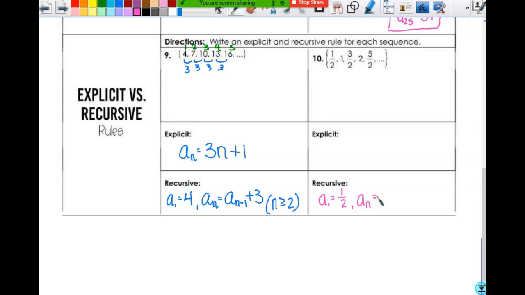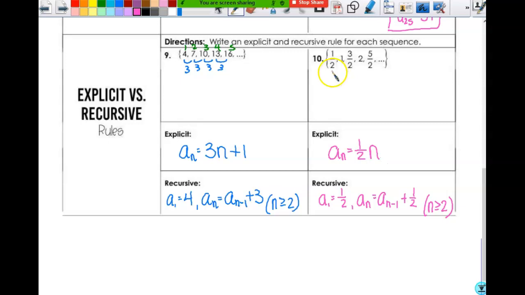What are we adding each time? 1/2. So this is a sub n equals a sub n minus 1 plus 1/2, where n is greater than or equal to 2. Since I'm adding that 1/2, that tells me that a sub n equals 1/2 times n, and then I have to figure out if I have to do anything else to that. Do I have to add or subtract anything after I do 1/2 n?